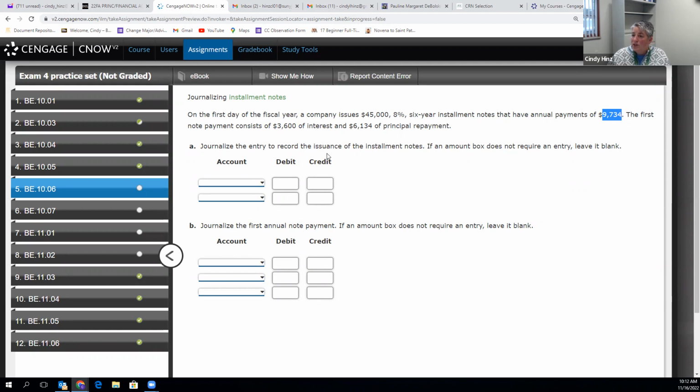So journalize the entry to record the issuance of the installment notes. So the actual borrowing, we borrowed $45,000. That's the face value, and it doesn't tell us that it's a discounted note. So we borrowed $45,000 and we now owe $45,000.